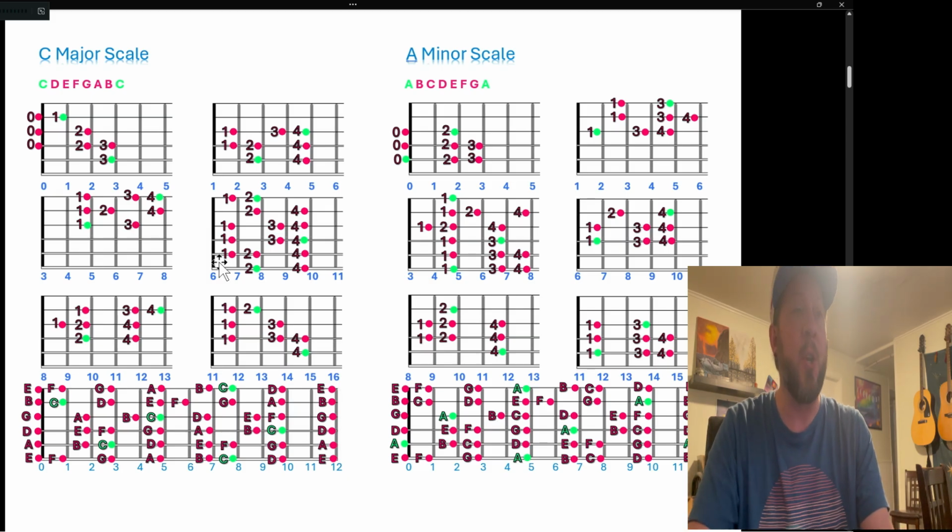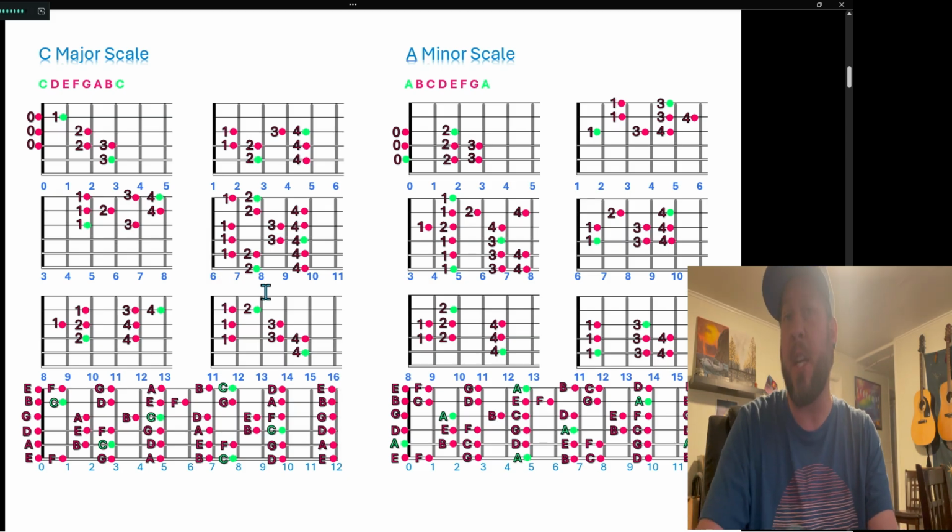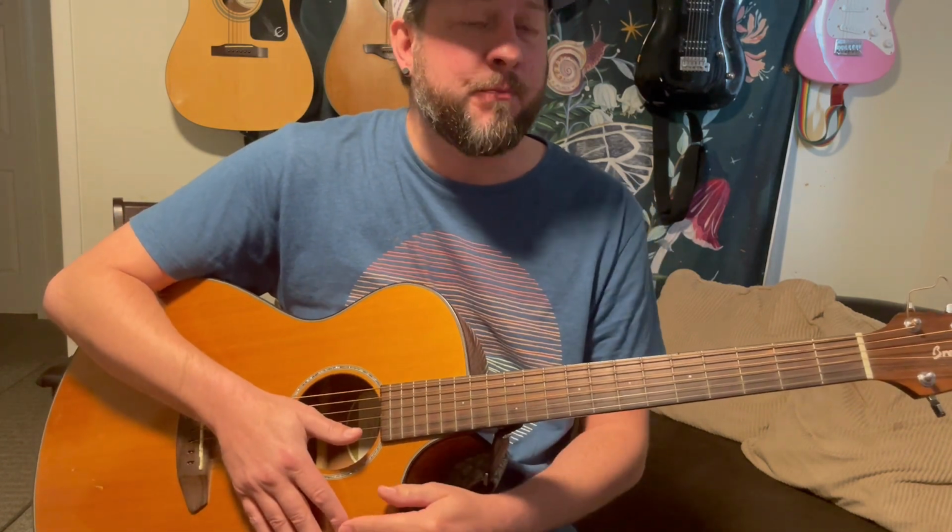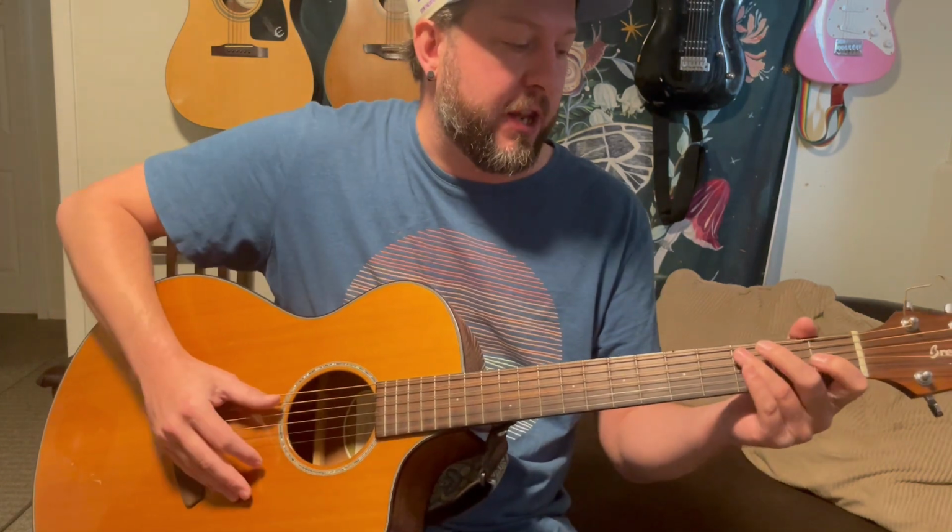All right, so let's take a look at that on the guitar as well. Up next is going to be our scale practice. With our scale practice, we're going to do that C major. We're going to do that first position on that page. We're going to start with our 3rd finger.